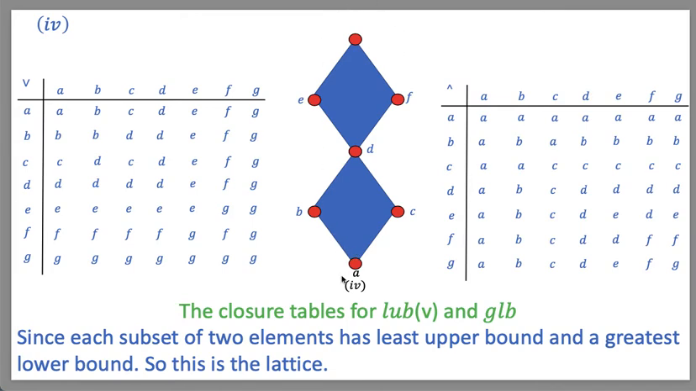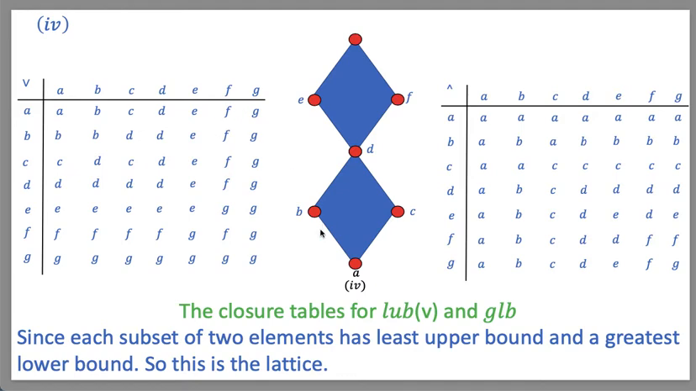Now suppose this is the given poset. In this case, one may verify that the least upper bound of A with A is A. Least upper bound of A and B is B. Least upper bound of A and C is C. Least upper bound of A with E is E. Least upper bound of A with F is F. Least upper bound of A with G is G.